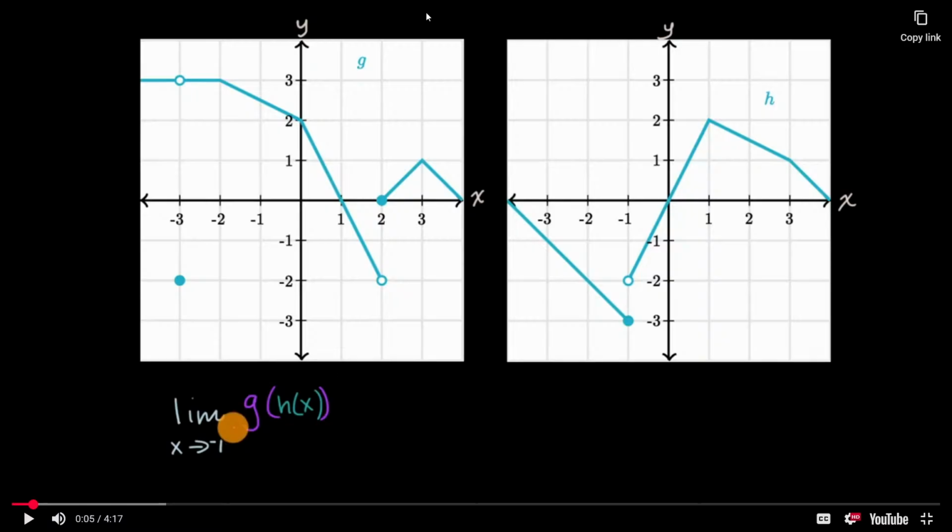Alright, limit as x approaches -1 of g of h of x. So first let's check, does it apply? h of x has different limits on the left and right. You can't even do it then, can you? I guess that one has different limits too.